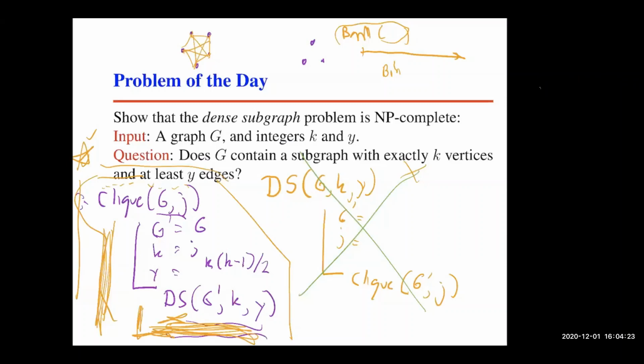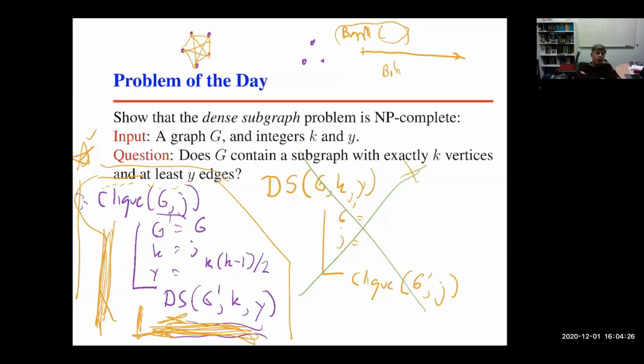Yeah, I see. But Clique is hard. Clique is every bit as hard as densest subgraph. So that's why I would rather start from the simpler version, the more restricted version. Any questions?